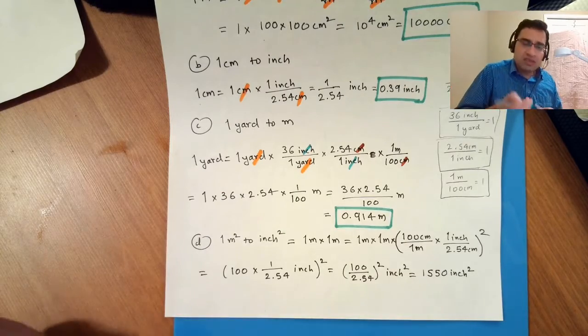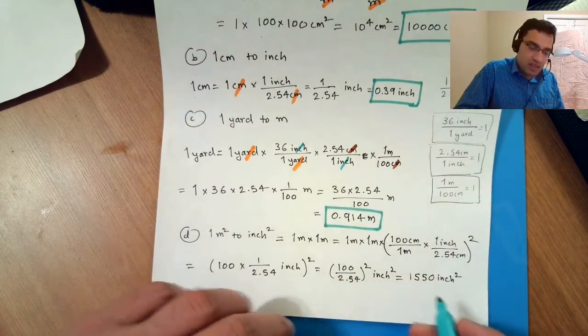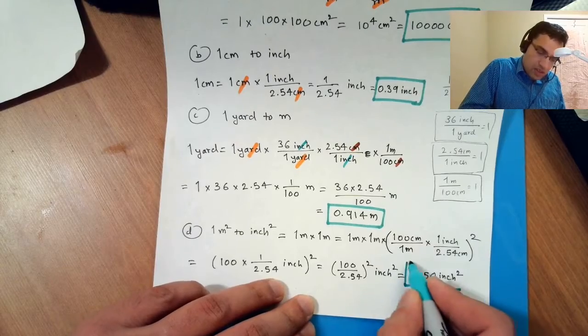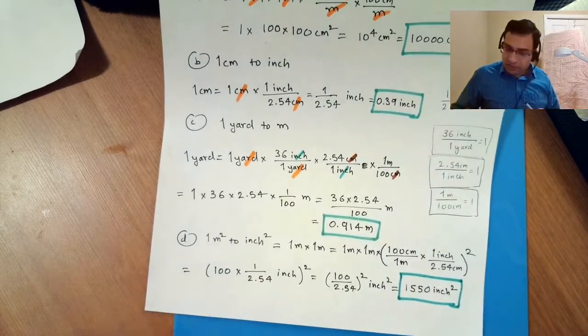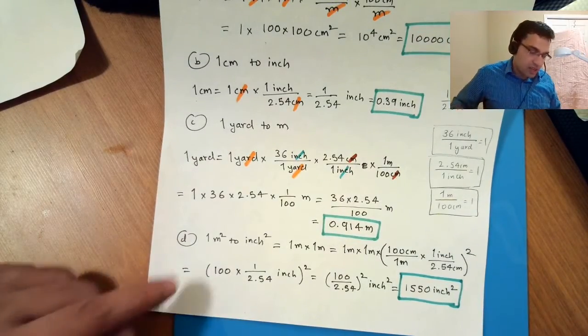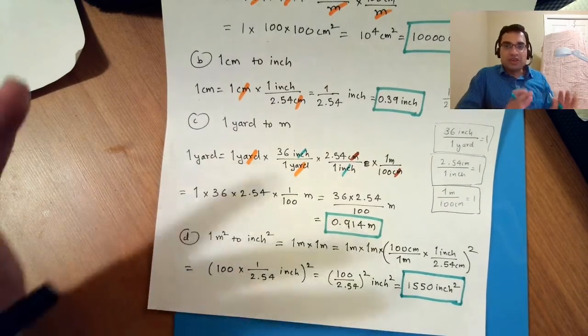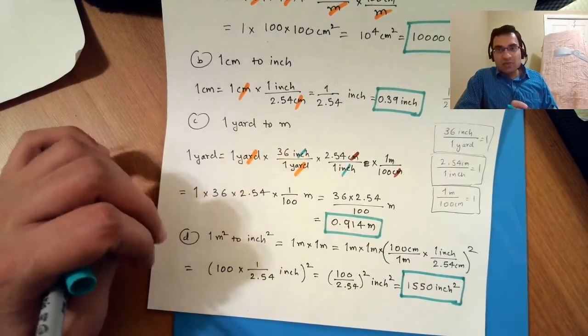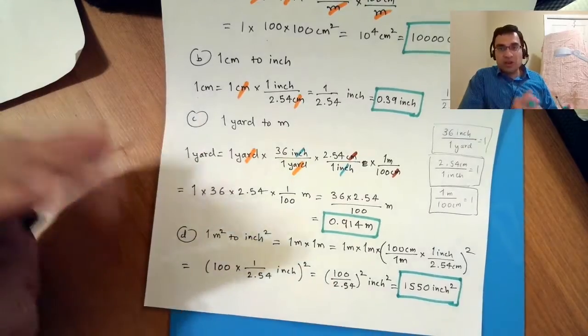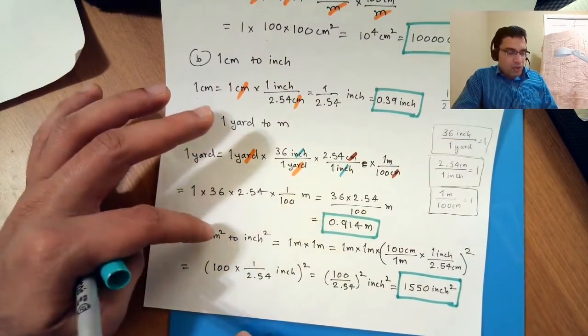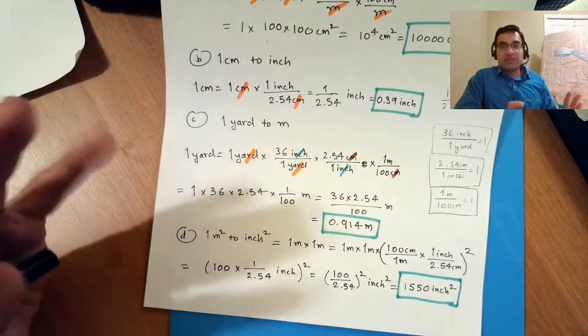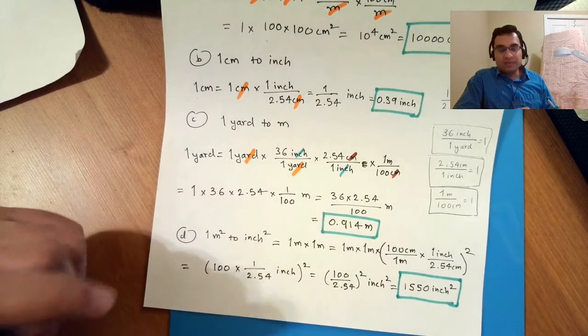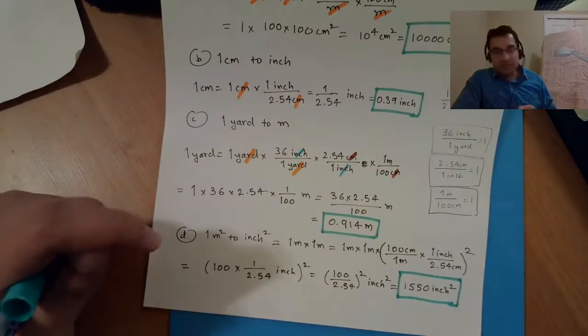Does it make sense using our common sense method? Does this number make sense? It makes sense because a meter is much bigger. An inch is a lot smaller compared to a meter. So 1 meter square should be a lot of square inch, right? And that's exactly what you got here.